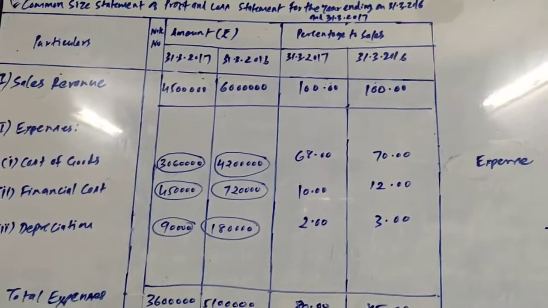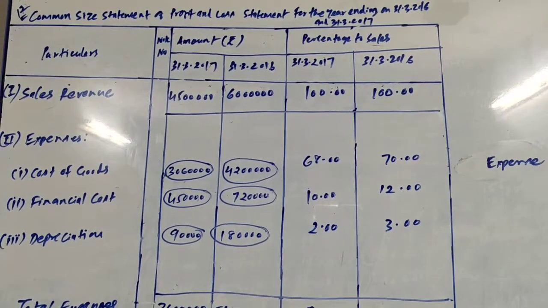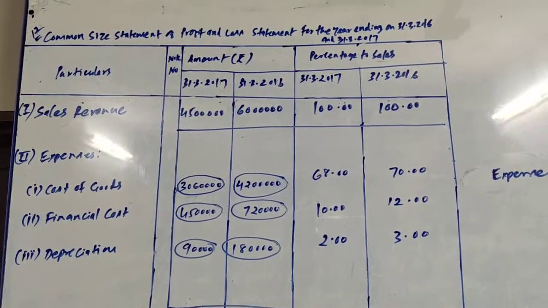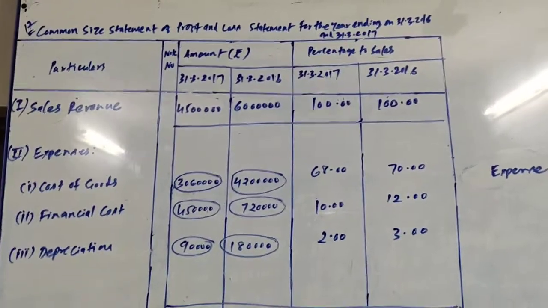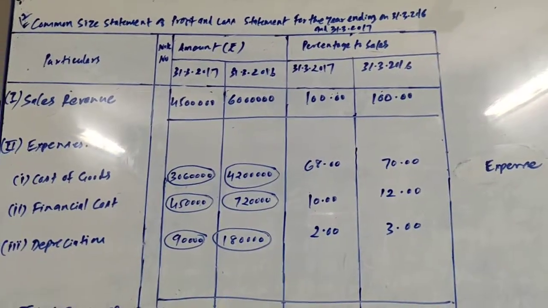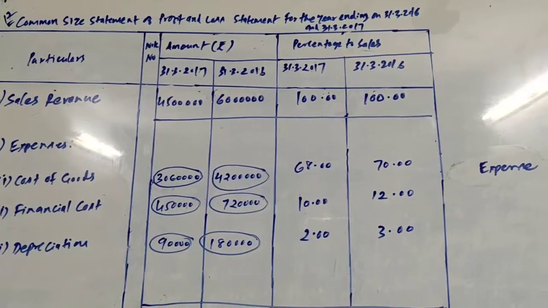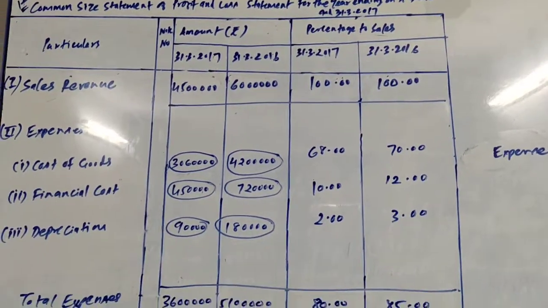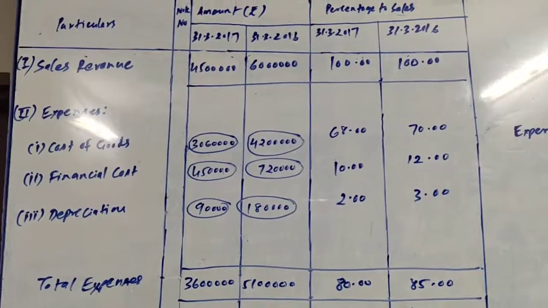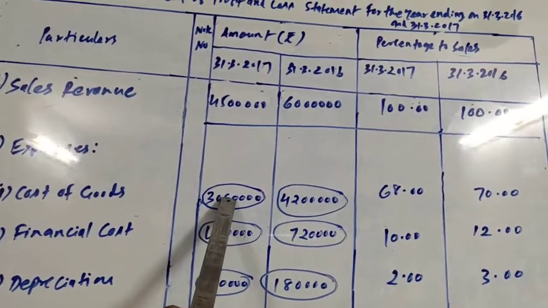So we have seen the formula: expense amount in rupees equals net sales into percentage of expense divided by 100. When we apply this formula here, for the year 2017, 45 lakh is the sales, and the percentage to sales for cost of goods is 68. So 45 lakh into 68 upon 100, we get 30,60,000. So we have written here 30,60,000. Here it is, right?